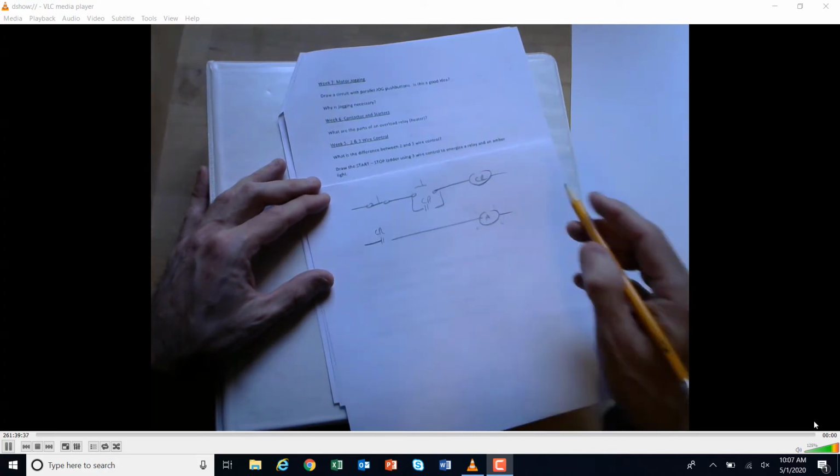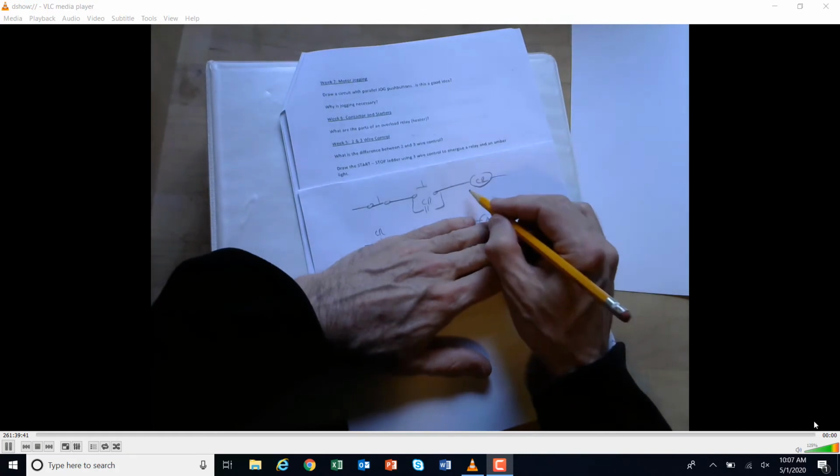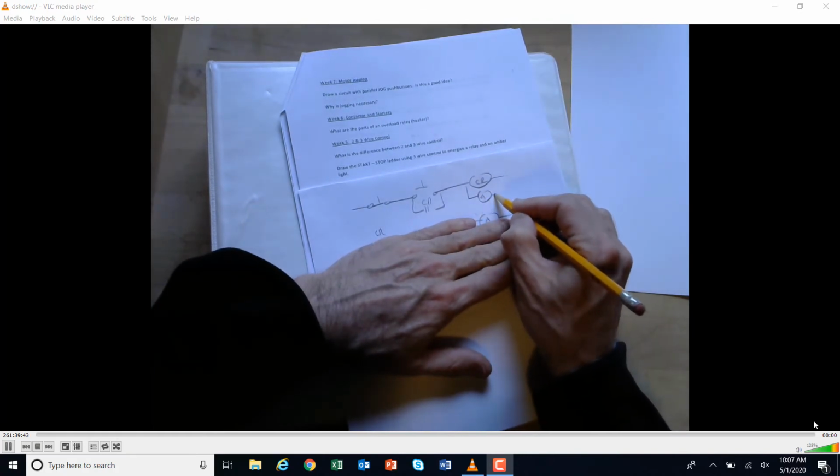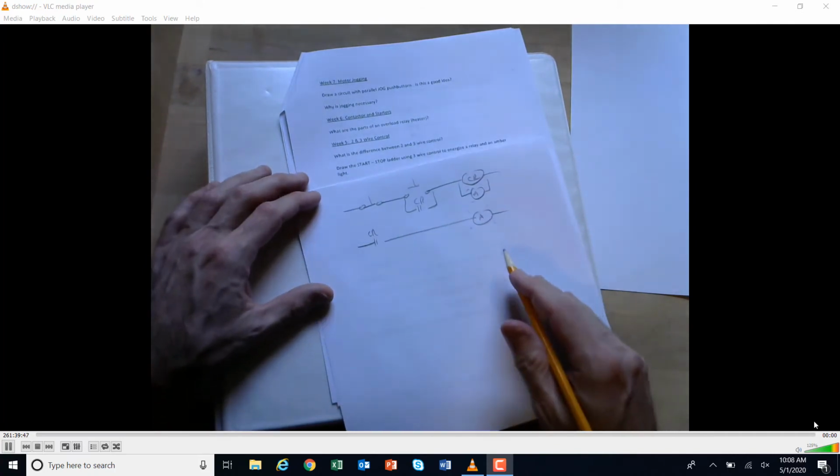Remember, if that amber light is always on when the control relay is on, I might have been able to just take this step out here and put the amber light right there. It's the same. But either way, that would accomplish it.